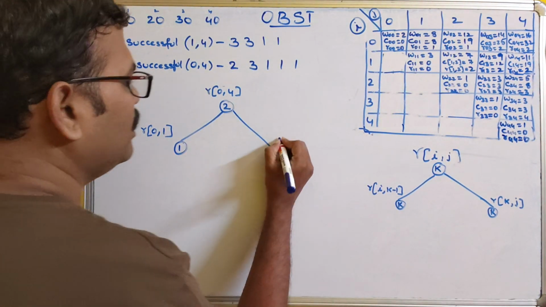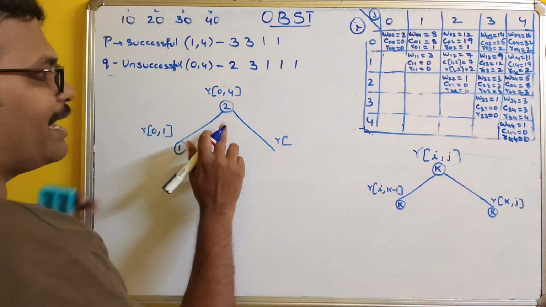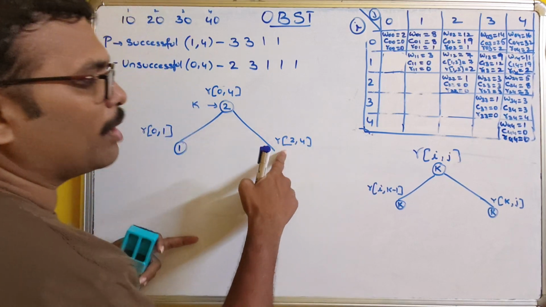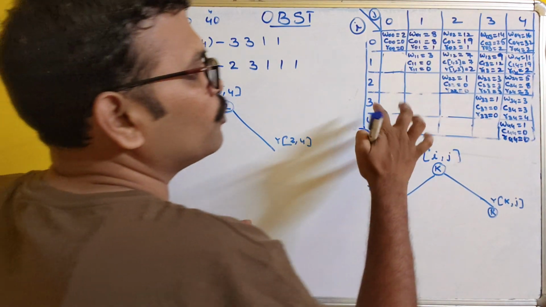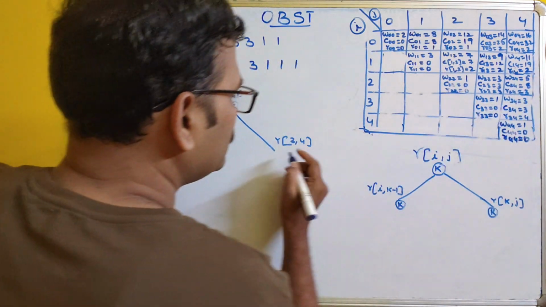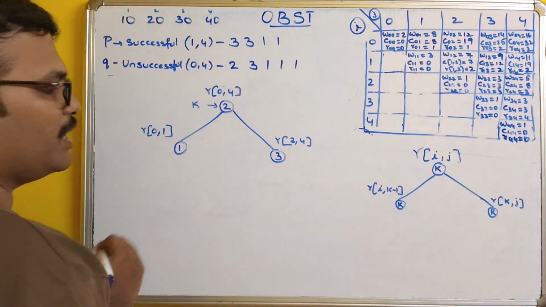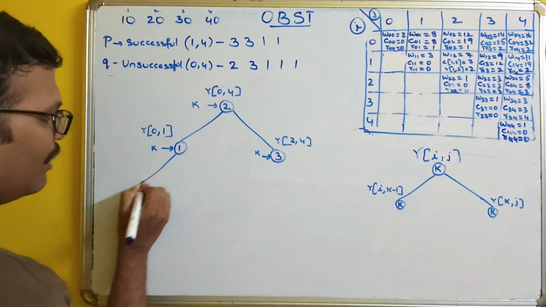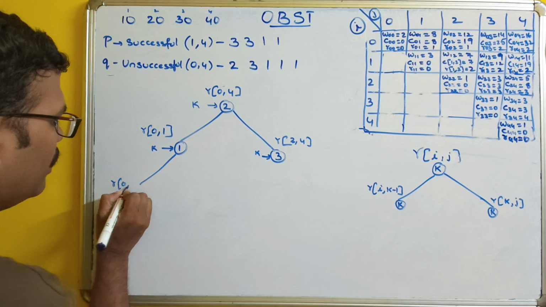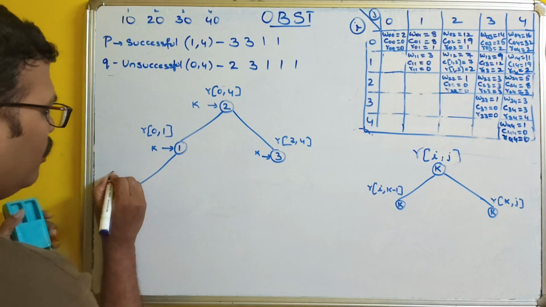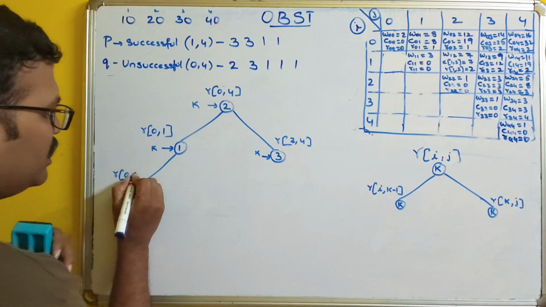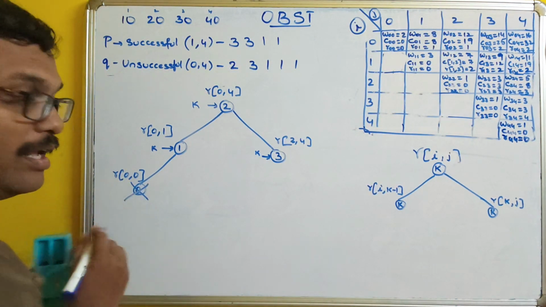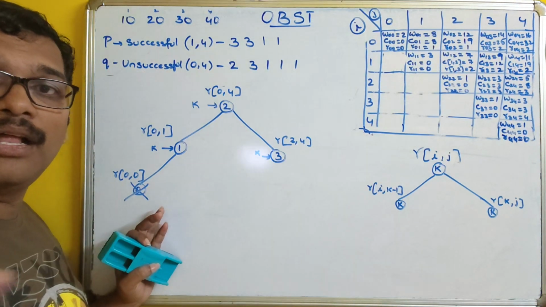And now here it will be R of k comma j, so this is a k value, right? 2 comma 4. What's the R of 2 comma 4? R of 2 comma 4 is 3. This is the k value. Again, the left of this one will be R of 0 comma k minus 1, which is 0. What is the R of 0, 0? It's a 0. So there is no element. If there is 0, that means it is a no element.